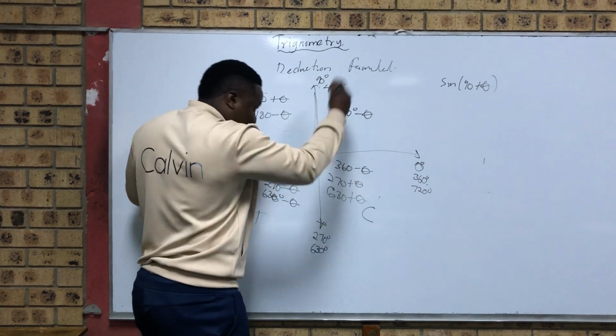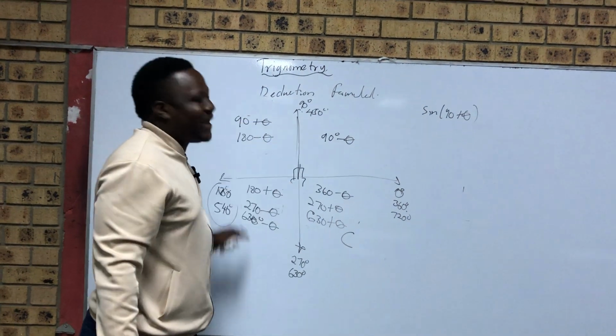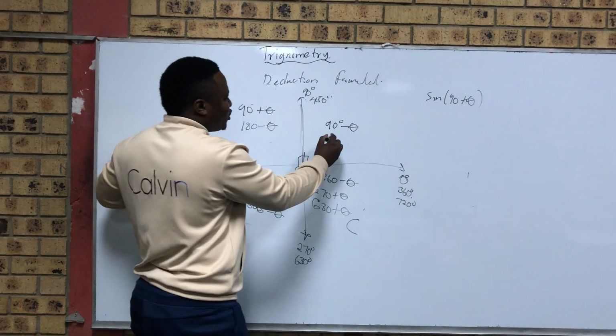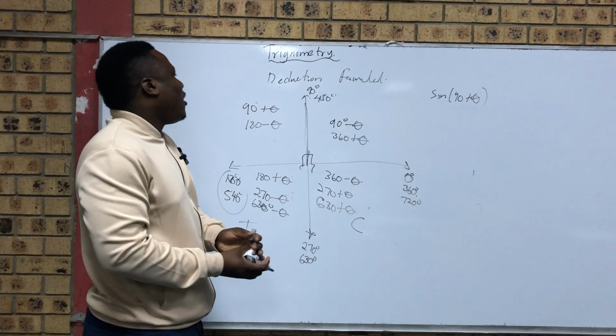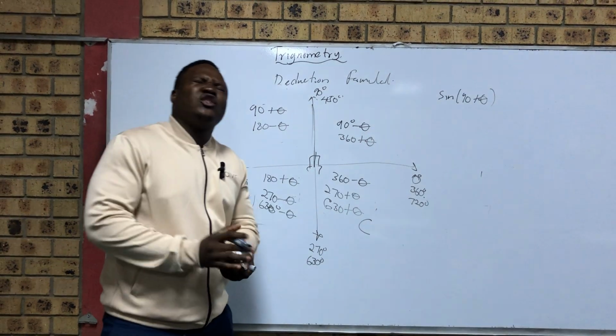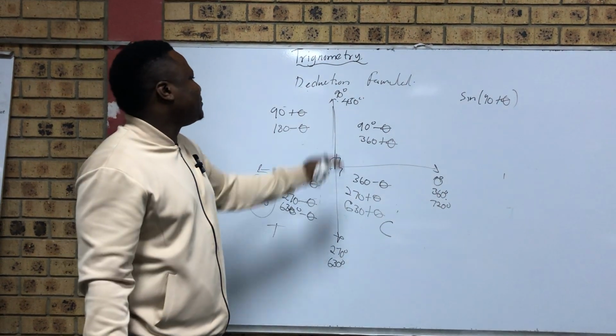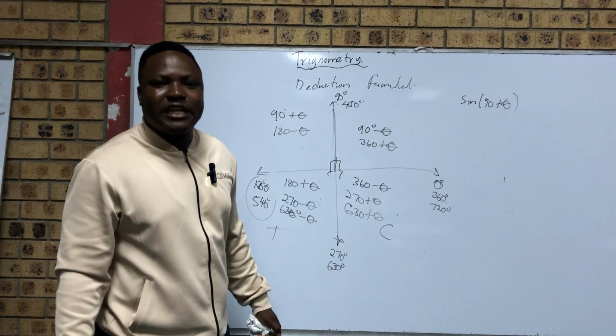Remember, this thing is always going anti-clockwise, which means you can still have 360 plus theta. All the angles that are here work the same. But there's a special case, especially when you are in the vertical. When you are in the vertical, a lot of things change.